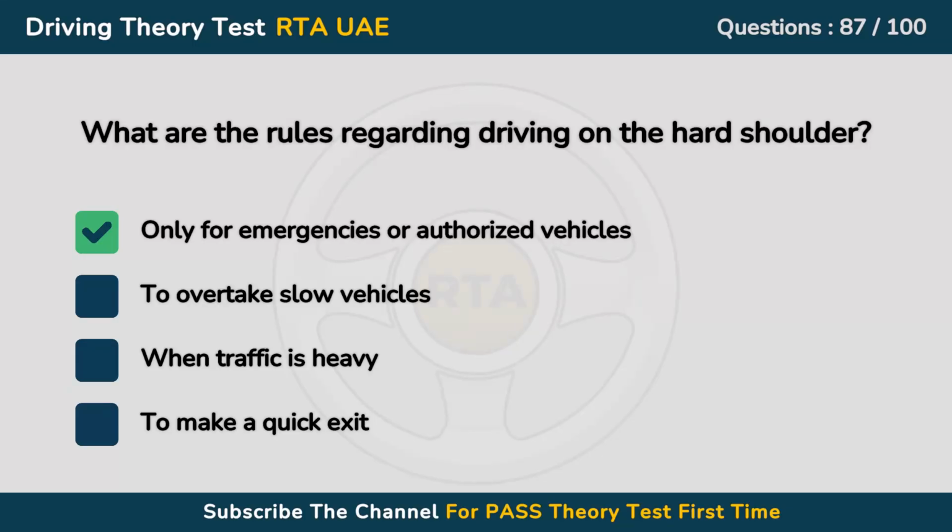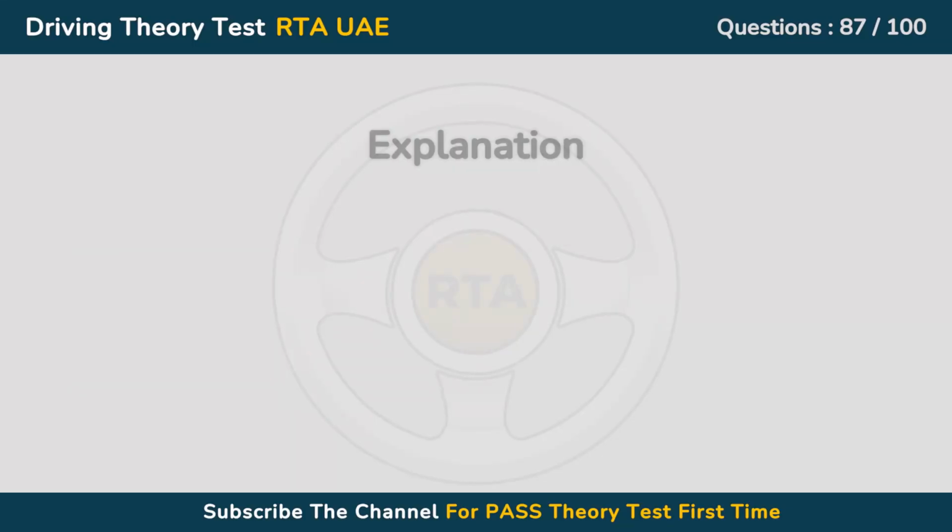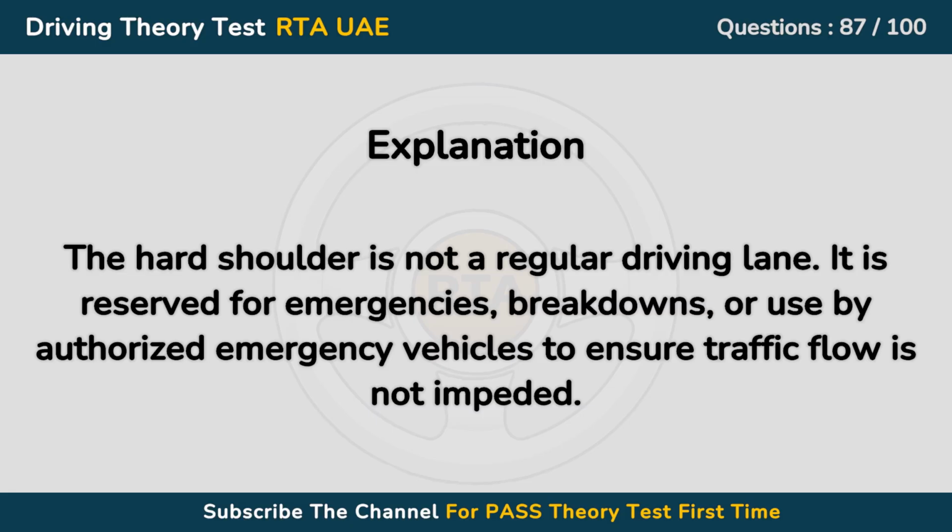Answer is A. Only for authorized vehicles. The hard shoulder is not a regular driving lane. It is reserved for breakdowns or use by authorized emergency vehicles to ensure traffic flow is not impeded.